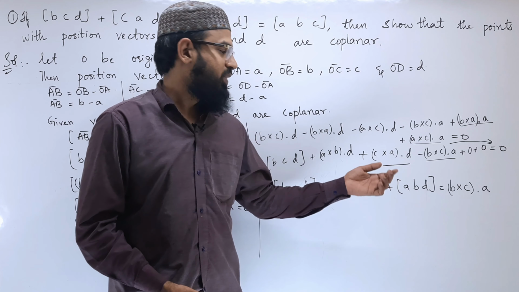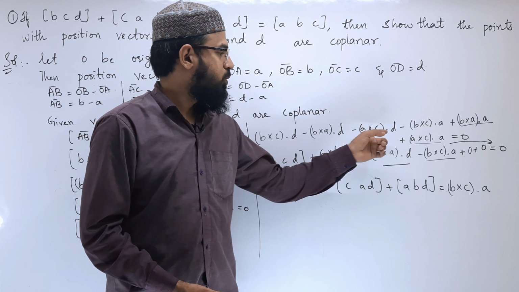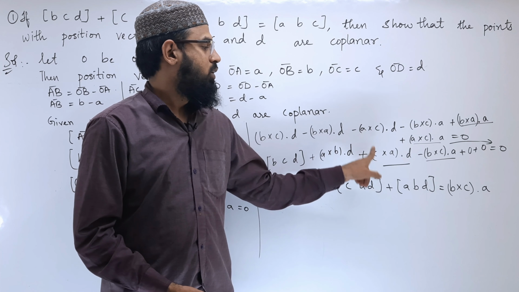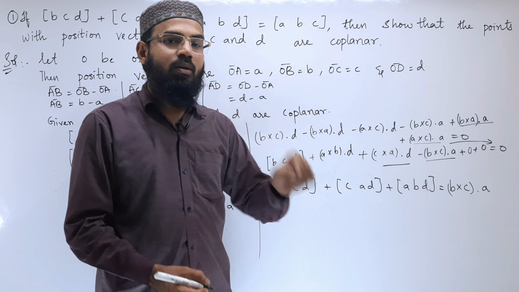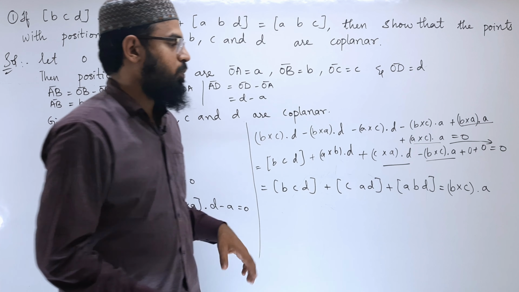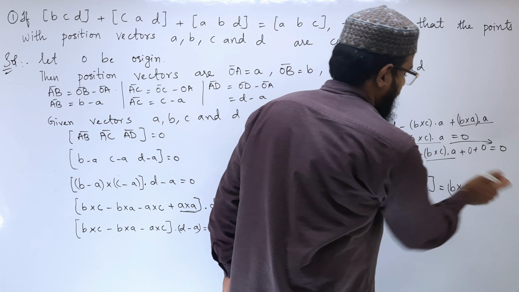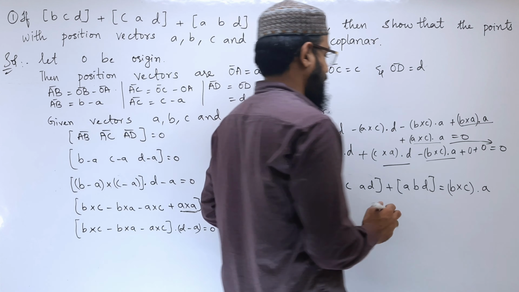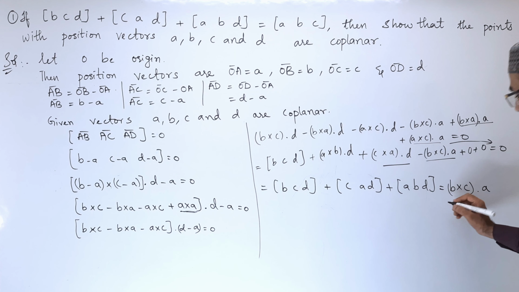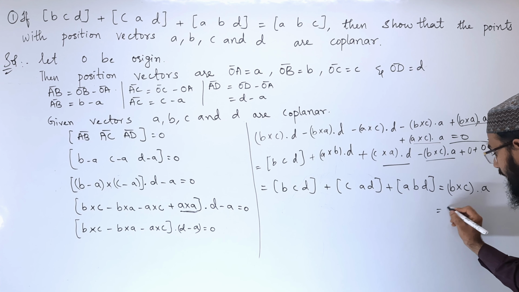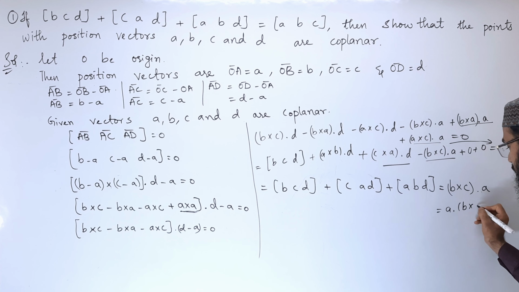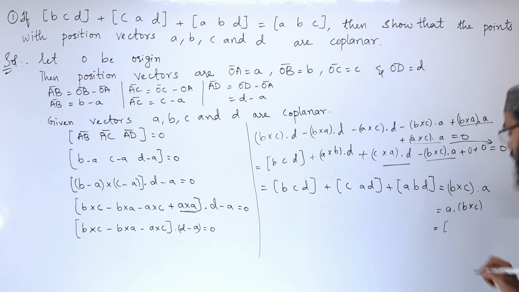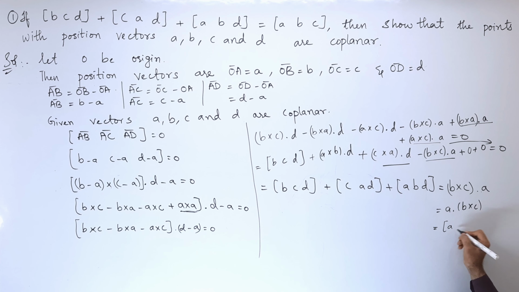As we have interchanged in the cross product, like C cross A for A cross C, we got a minus, but it will not be the same in the dot product. If we have B cross C dot A, that can be written as A dot B cross C. So this will be the box product of A, B, C. So this is our solution. This is what we require.